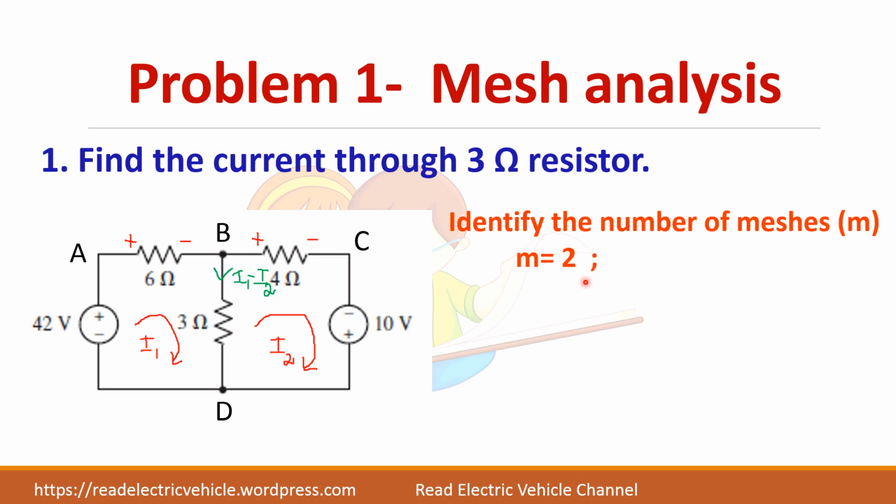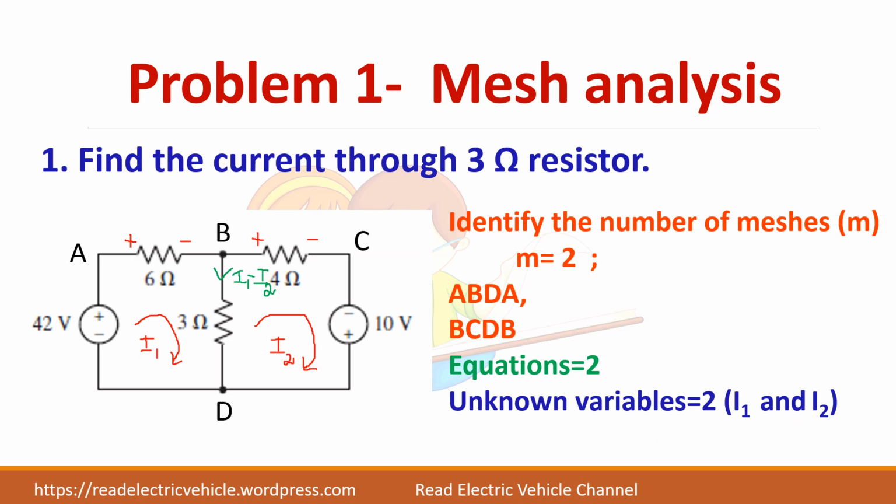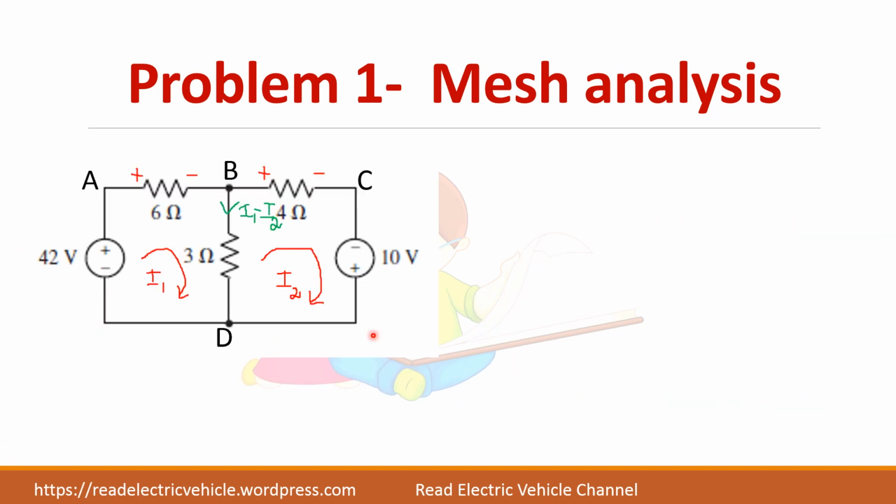So the number of meshes is 2. What are the meshes? A, B, D and A is the first mesh. The second one is B, C, D, B. So you will get two equations. If you solve these two equations, you will get I1 and I2. So let us write the first equation. Take the first mesh A, B, D and A.